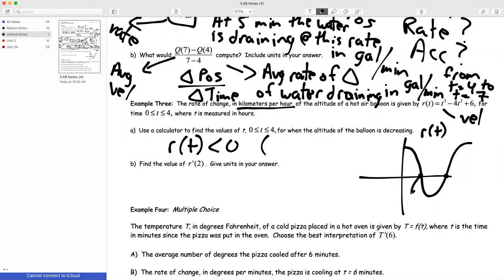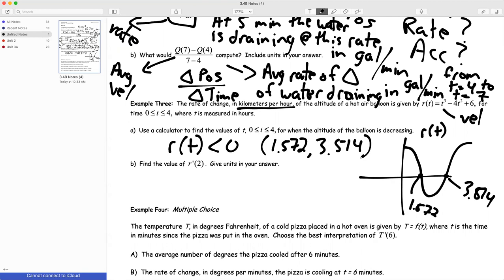Okay, this one's 1.572, and this one over here was like 3.514. So I got 1.572, 3.514, is when the balloon is decreasing. How do you find that on the calculator? You find the zeros: hit second trace, and then go to zero. And then move the little spider thingy on the left side of where you want to find it, and then on the right side, and then hit enter. I can show you in just a second.